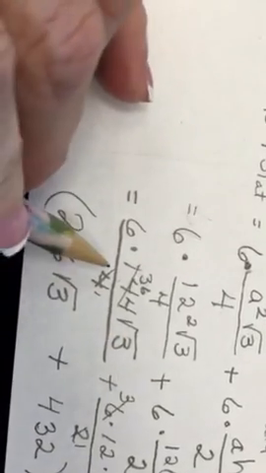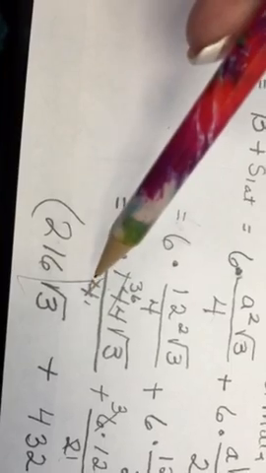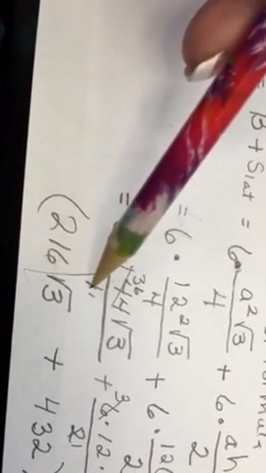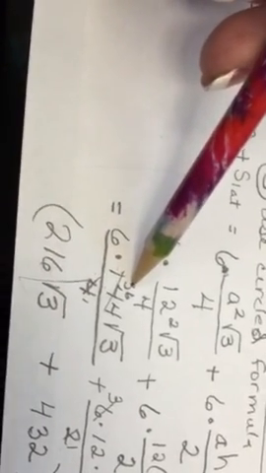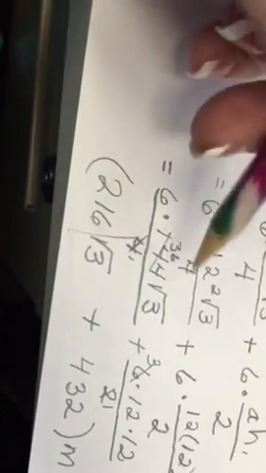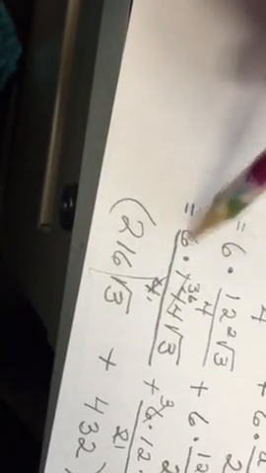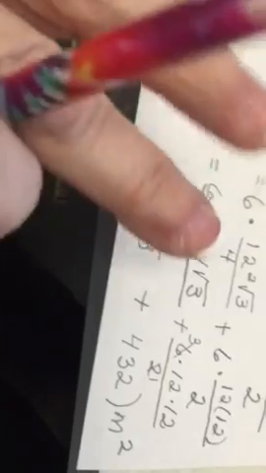All right, then on the left piece right here, I have a 4 in the denominator and a 144 in the top. So I could divide 4 into 144 and get 36, or reduce it by 4. And I will have a 1 in the bottom and 36 in the top. And then I'm left with 6 times 36, or 216 square root of 3. Or 216 times the square root of 3.